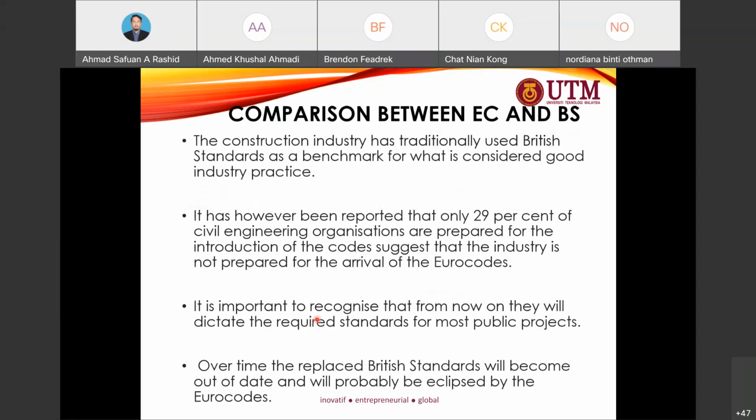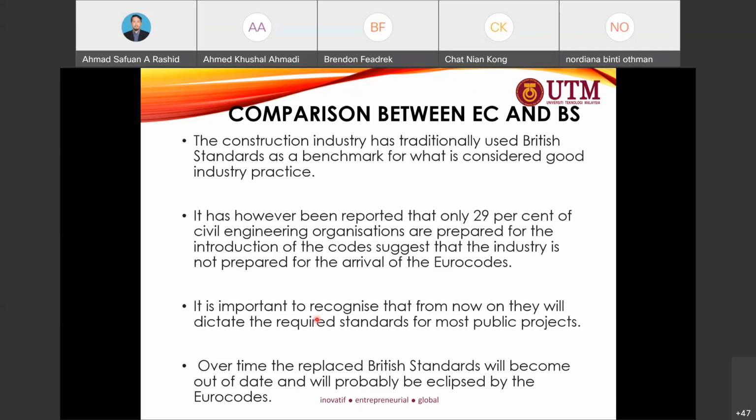So then we look at the comparison between the Eurocode and the British standard. The construction industry has traditionally used the British standard as a benchmark for what is considered good industry practice. However, it has been reported that only 29% of civil engineering organizations are prepared for the introduction of the codes, which suggests that the industry is not prepared for the arrival of the Eurocodes.